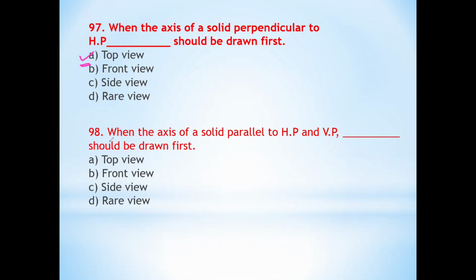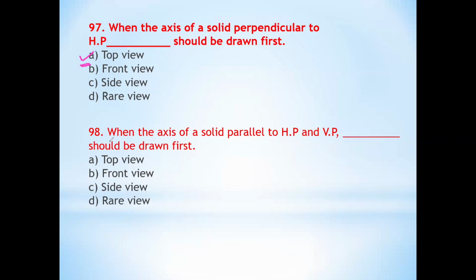Okay, so we'll see. In case of this, when the axis of the solid is parallel to HP and VP, in this case, as whatever this axis is, it is parallel to HP and VP. At that time, we need to draw first of all the side view.